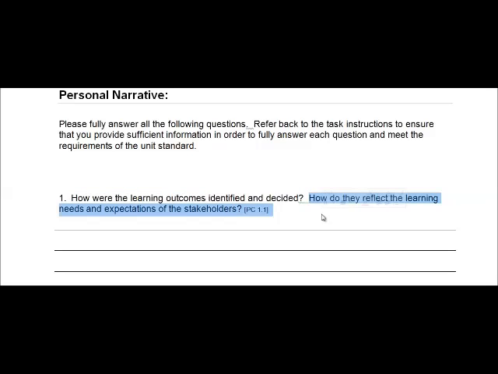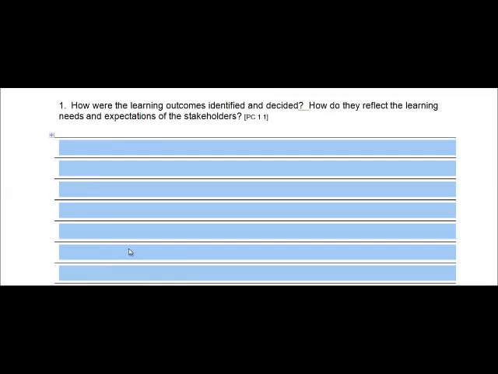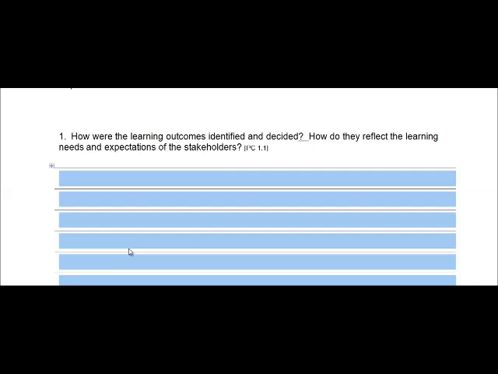So if it's compliance type training, they're doing it because they have to, then that will be one way that they reflect the needs and expectations of stakeholders, because they have to do it. They have to complete that training. So how did you identify the learning outcomes, and how do they reflect the needs and expectations of stakeholders? You'll see you've got several lines here you can write. So just for a level 4 assessment, look at at least 2 or 3 descriptive sentences with examples that give us a really good background in terms of how you did that.